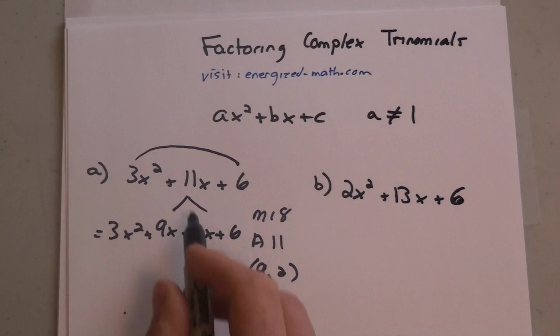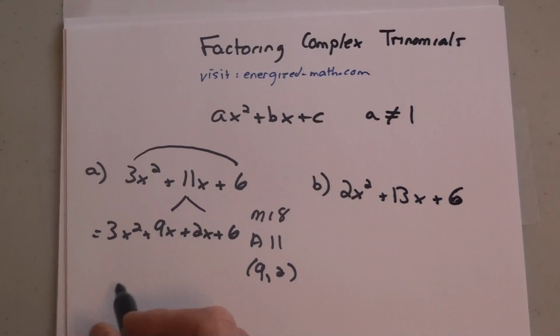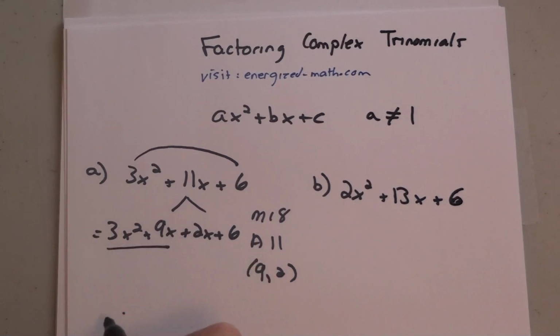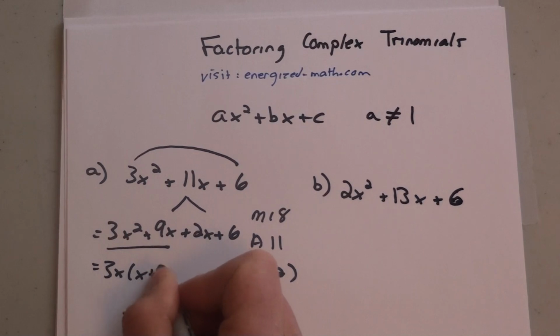So now I have 4 terms. I just split the middle term up into the two numbers that I had thought of. Then it becomes factoring by grouping. What can I take out from the first two? I can take out a 3x. Then I'm left with x plus 3.